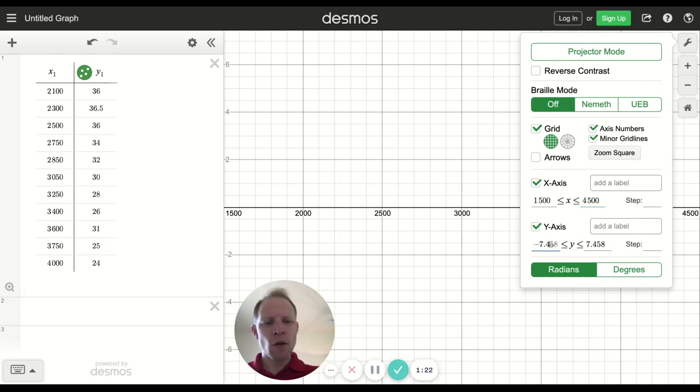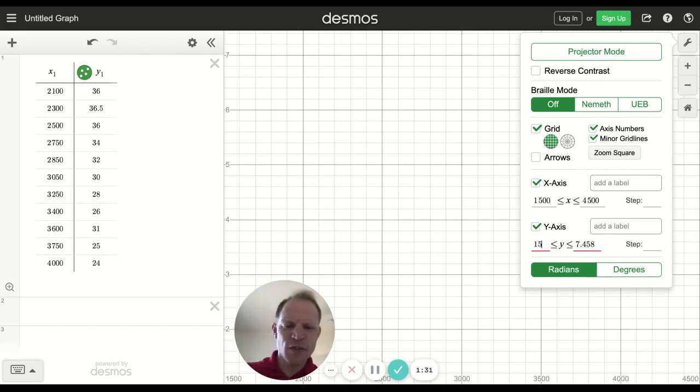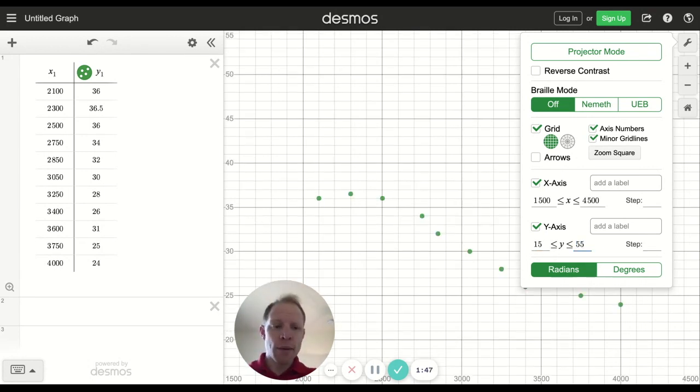Then I'm going to go down to my y-axis here, and you can see my graph's already changing. My lowest y value is 24, so I'm going to go a little less, like 15. Then for my larger y value, I see that the largest one is 36.5. Since it's 36.5, I'm going to go a little bit more than that. Maybe around 50, 55, okay? And then you'll see that again on your page. You see it as a picture, okay?